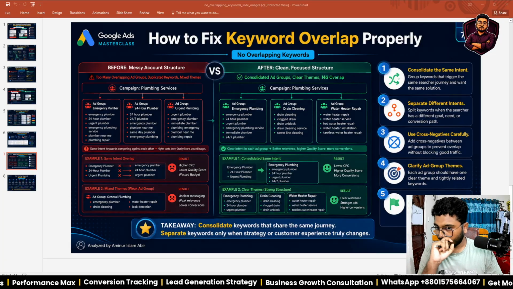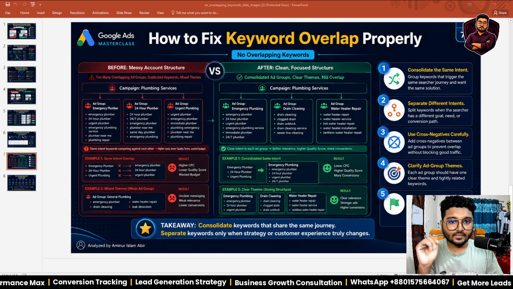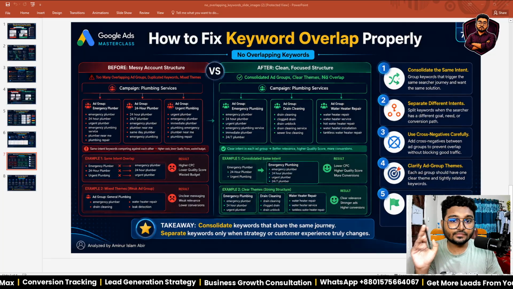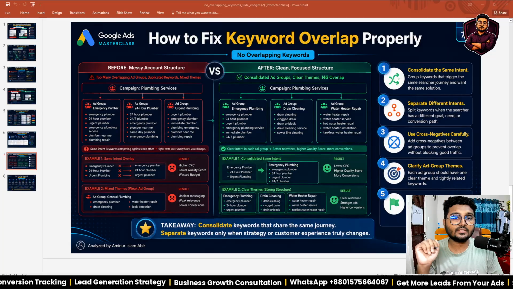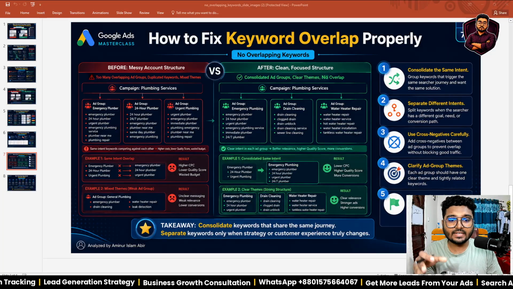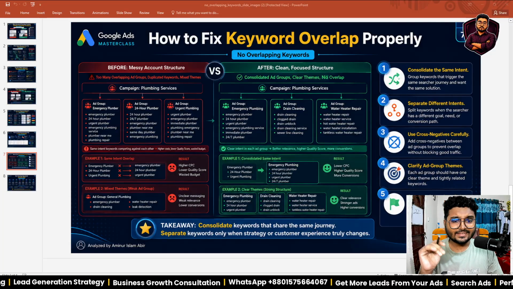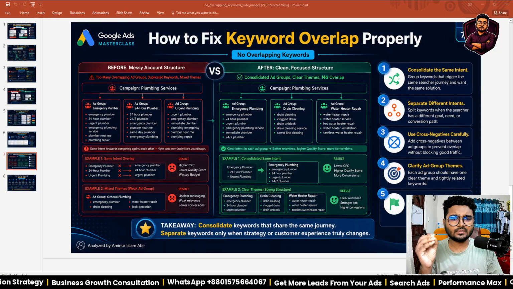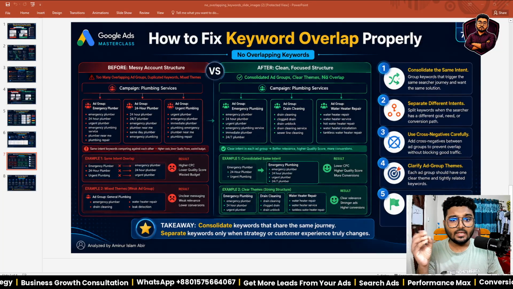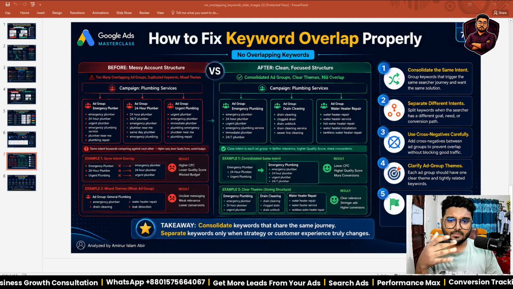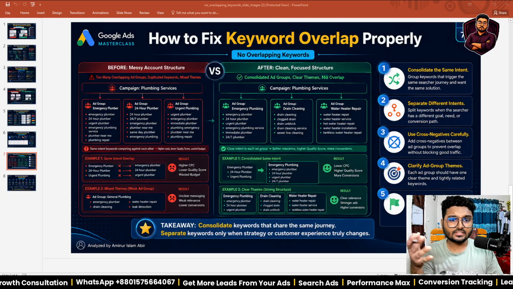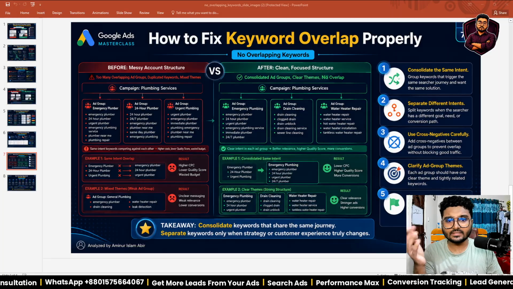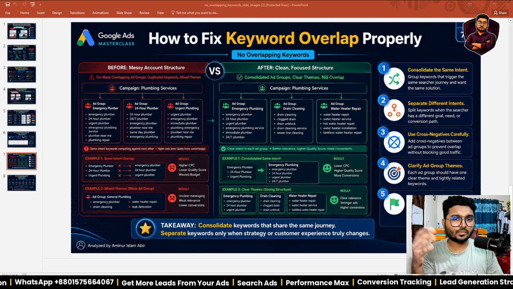Solution 2. Separate different intent. Separate keywords when they require different services, offers, landing pages, calls to action, lead values, budgets, or bidding goals. Examples that usually deserve separation include AC repair versus AC installation, emergency service versus planned service, residential versus commercial, brand versus non-brand, and service searches versus job searches.